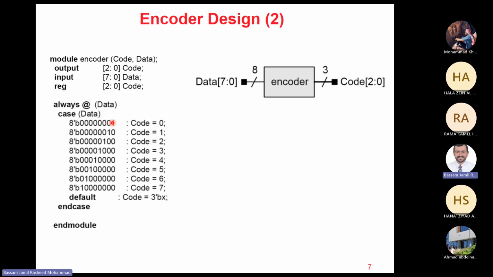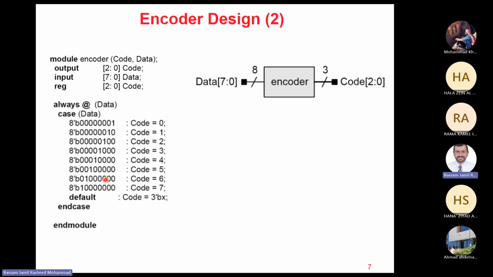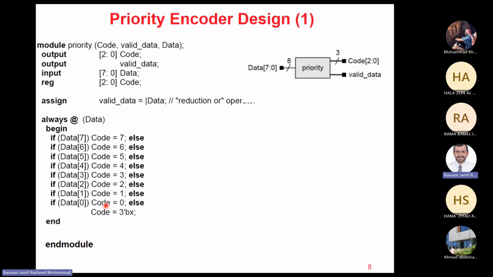Now, we can have a priority encoder. For example, what happens if you have 1 1 1 1 1 1 1 1, all are ones? Because in the classic encoder, only one of the inputs can be active. We call it one hot. But when you have multiple of these bits that can be set, what should be the output? In this case, we use a priority encoder, which means that we give the priority to the higher bit.